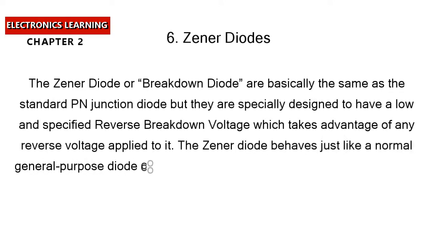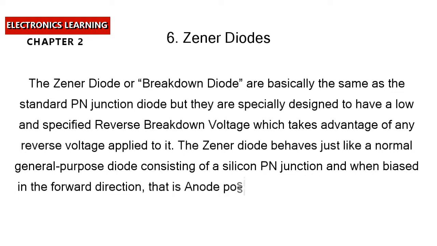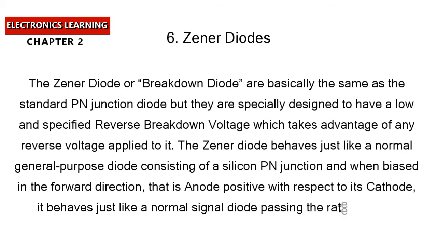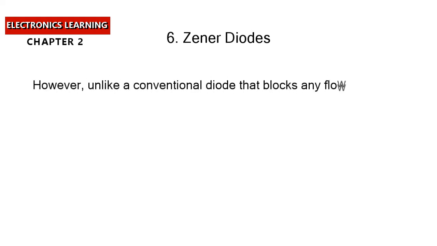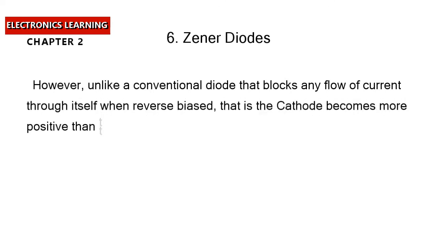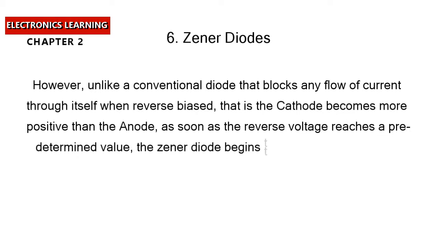The Zener diode behaves just like a normal general-purpose diode consisting of a silicon PN junction, and when biased in the forward direction, that is, anode positive with respect to its cathode, it behaves just like a normal signal diode passing the rated current. However, unlike a conventional diode that blocks any flow of current through itself when reverse biased, that is, the cathode becomes more positive than the anode, as soon as the reverse voltage reaches a predetermined value, the Zener diode begins to conduct in the reverse direction.